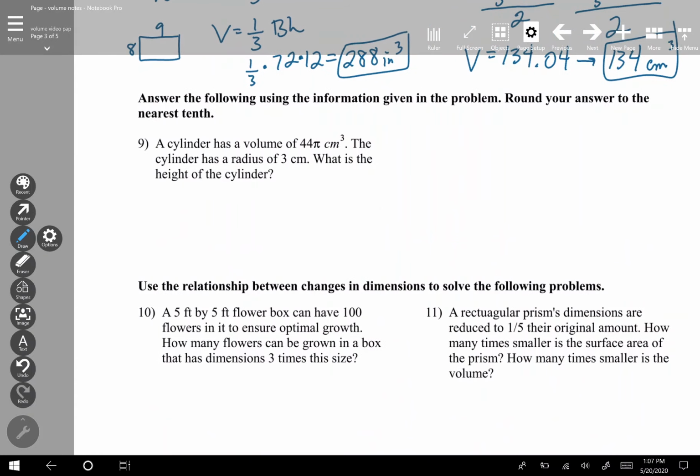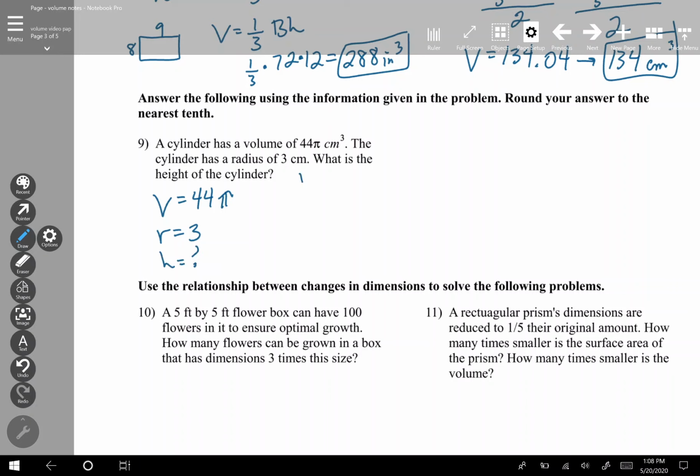Now this one here. This is working backwards, all right? And we're really going to have you do this with just cylinders, but you should be able to solve any of these volume formulas backwards. A cylinder has a volume of 44 pi centimeters cubed. Okay, so V is 44 pi. The cylinder has a radius of 3, so R is 3. What is the height of the cylinder?